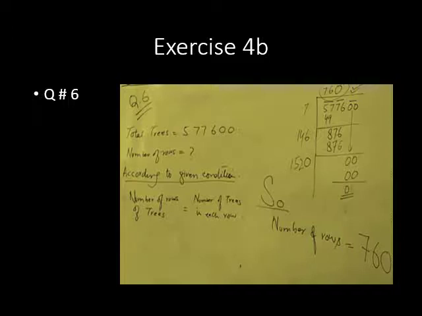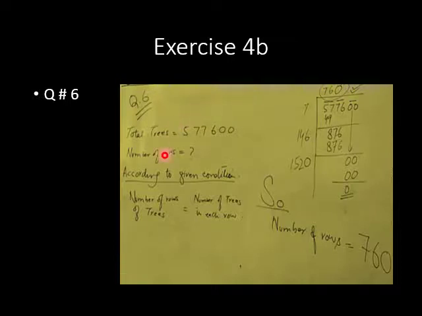Here is the question number 6. A gardener plants an orchard with 577,600 trees and arranges them so that the number of rows of the trees equals the number of trees in each row. How many rows are there? We have to find out the rows.